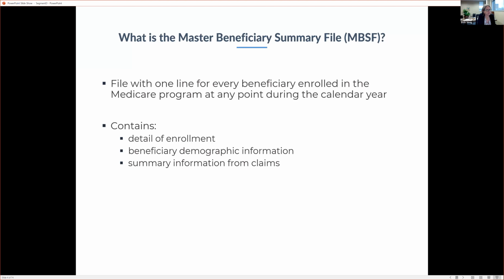The Master Beni Summary File, briefly, is a file that has one line for each beneficiary enrolled in the Medicare program at any point during the calendar year. It should actually be updated to say a set of files. The files contain the details about their enrollment, the beneficiary demographic information, and some summary information from claims. So that is briefly what the files contain.